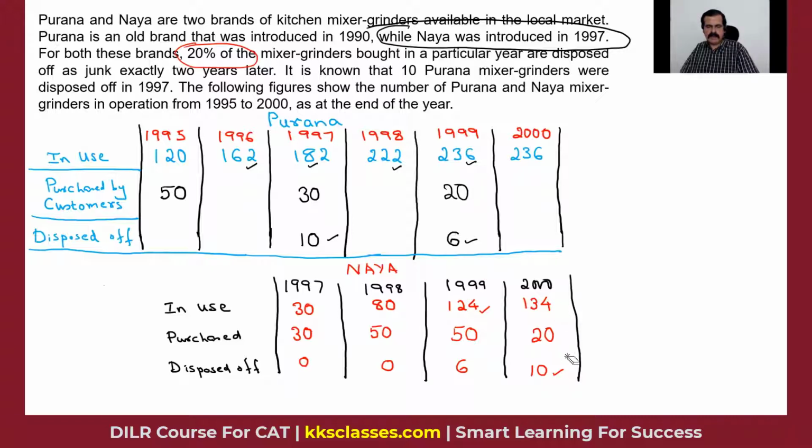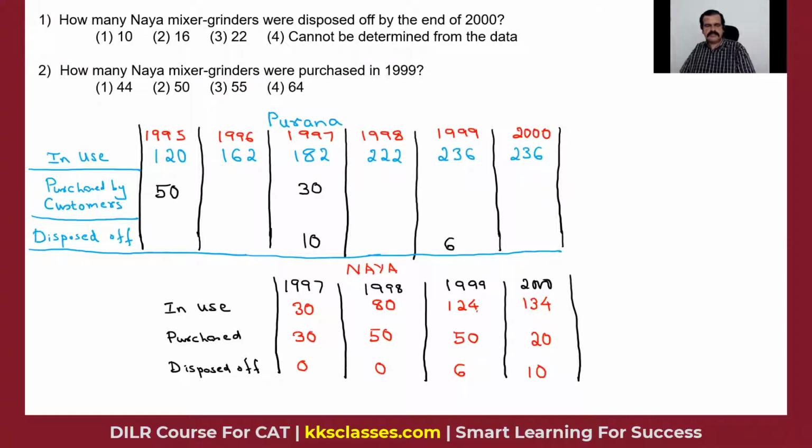And let's look at the CAT questions which were asked. 2 questions were based on Naya, very straightforward questions. It says, how many Naya grinders were disposed of by the end of 2000? Now, be very careful here. It was said disposed of by the end of. It is not what was disposed of in 2000. What was disposed of in 2000 is not what they're asking. Cumulatively, by the end of 2000, how many were disposed of?